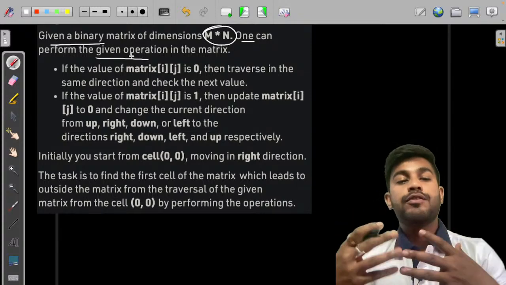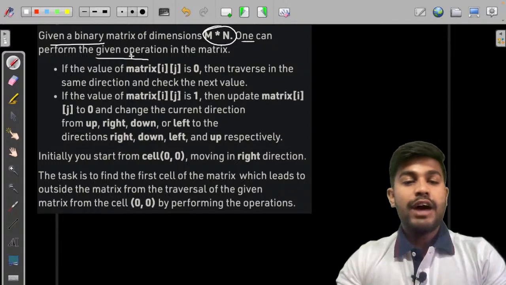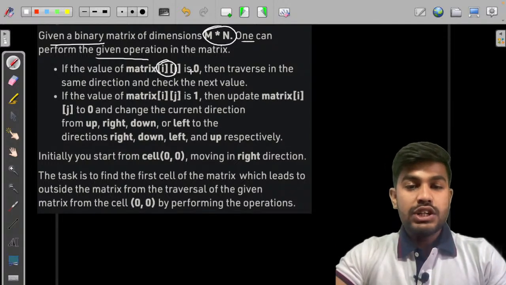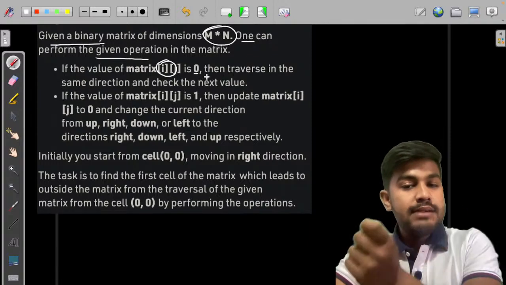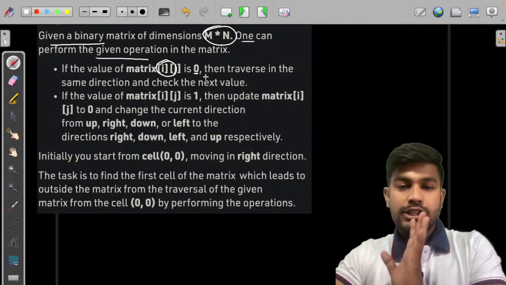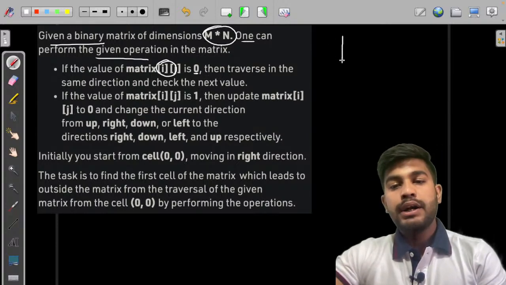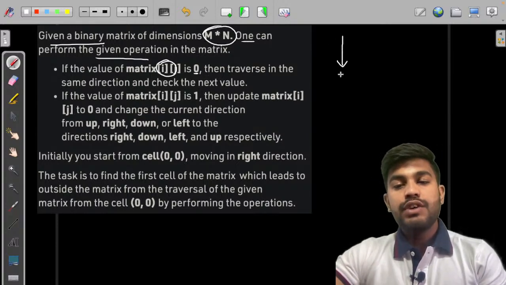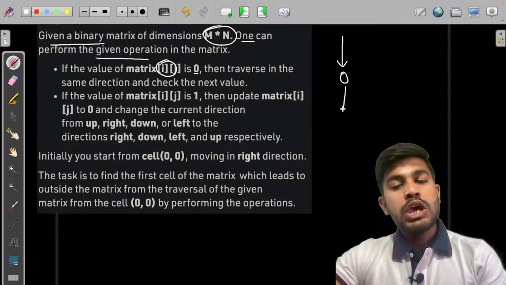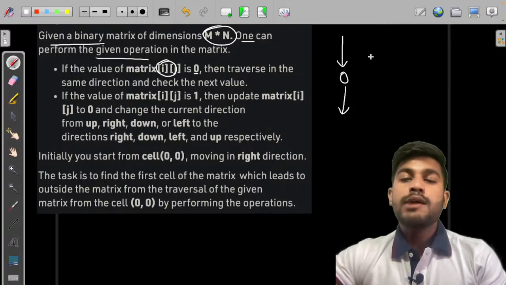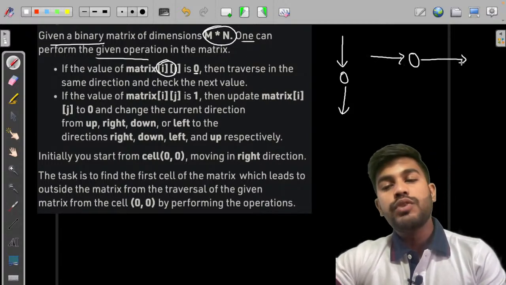So you need to perform some operation on the matrix. If the value of the matrix at i and j is equal to 0, then we need to continue in the same direction and check for the next value. What do we mean by this? Suppose we are coming down in the matrix and then we encountered a 0. If it is a 0, then we would keep moving down. If we are moving on the right and we are encountering a 0, then we would keep moving right.